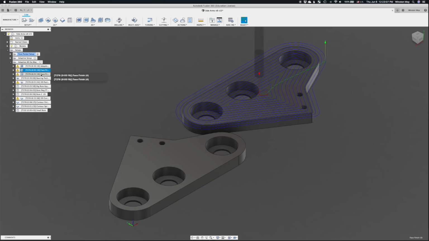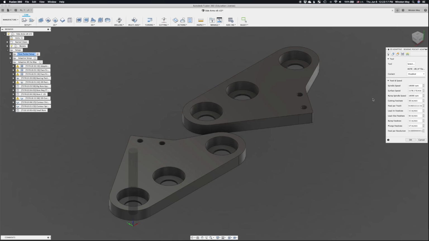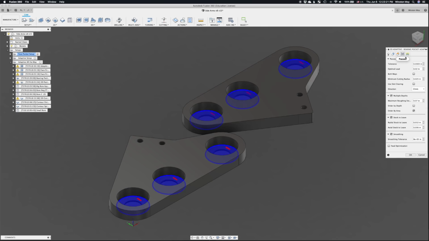out. Next, I'm going to use a pocketing operation to clean up the top faces of these brackets. And then we can get to the fun part, the features whose dimensions actually matter. I'm going to start by roughing out the bearing pockets with an adaptive toolpath. My cutting parameters are 18,000 RPM, 38 inches per minute, a depth of cut of 70 thou, and an optimal load of 20 thou. I'm keeping 12 thou of radial stock to leave, and half of that in axial.